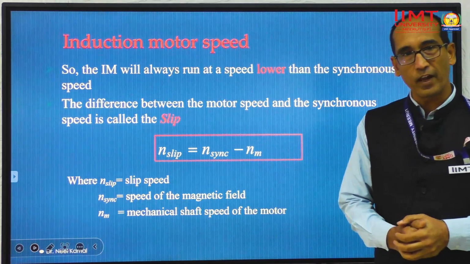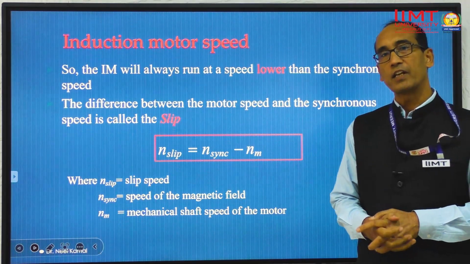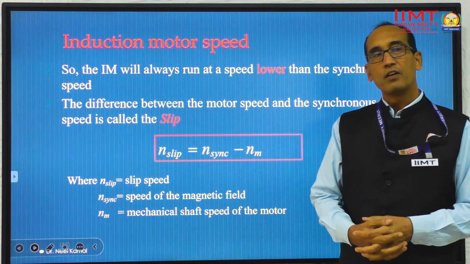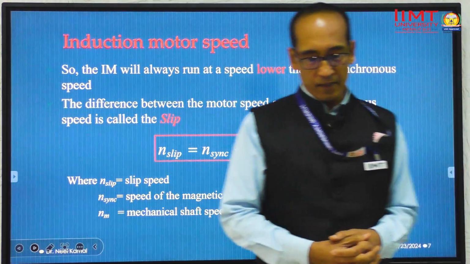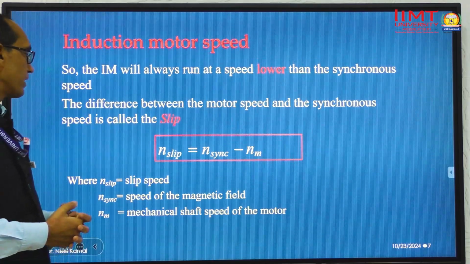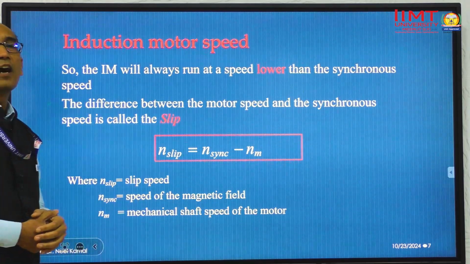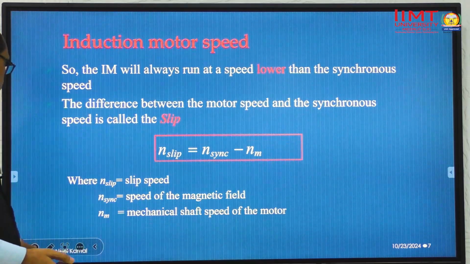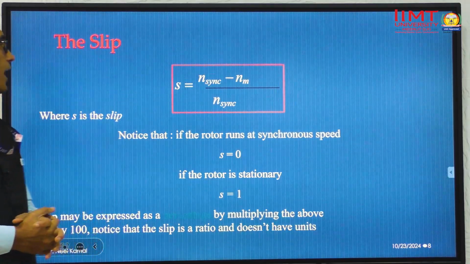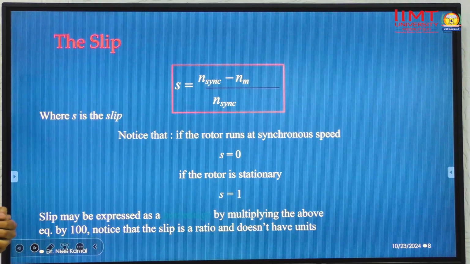This difference, Ns minus Nm, is known as the slip. It is always expressed as a ratio of this difference to the synchronous speed, usually as a percentage. So S is equal to (Ns minus Nm) upon Ns. We multiply it by 100 to get the percentage. This is the formula for slip: S equals (N synchronous minus Nm) upon N synchronous.